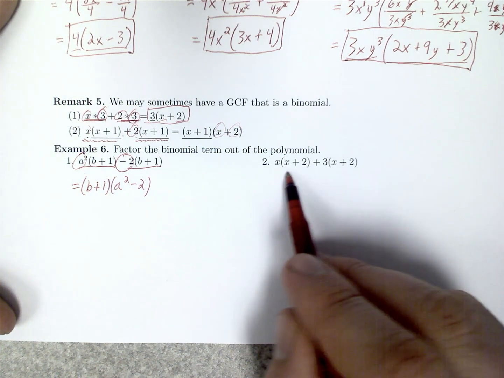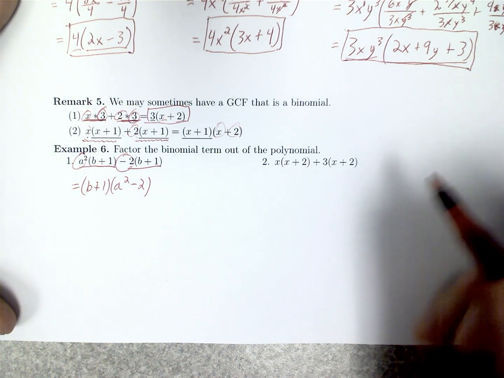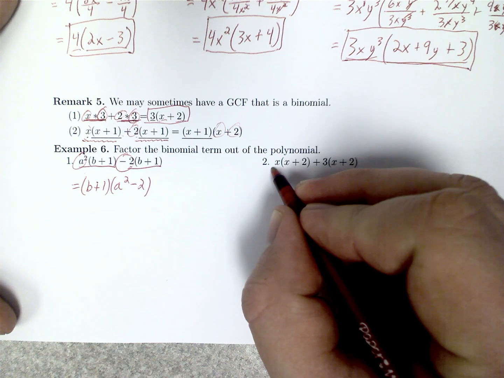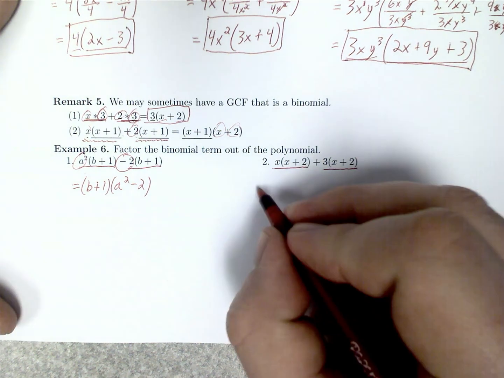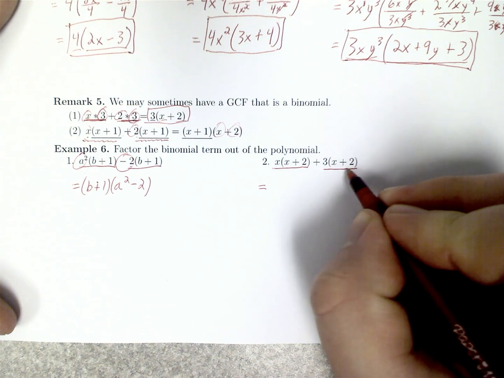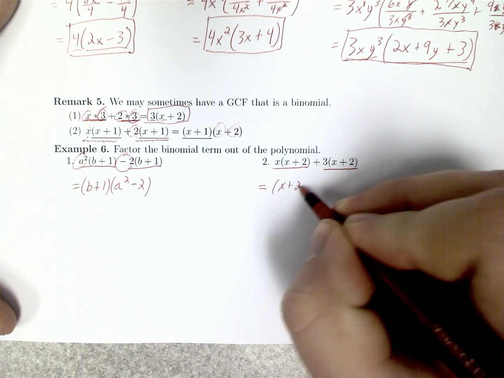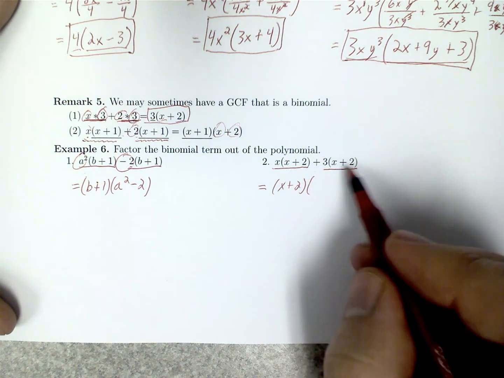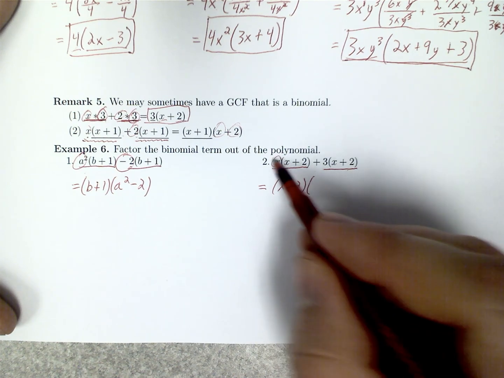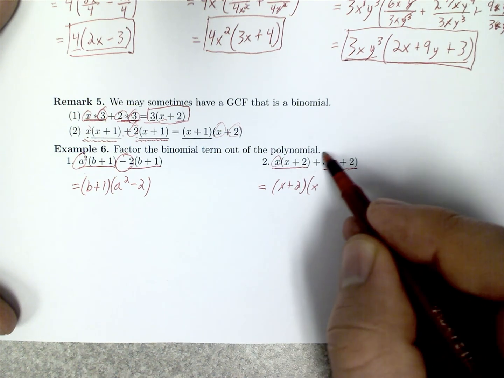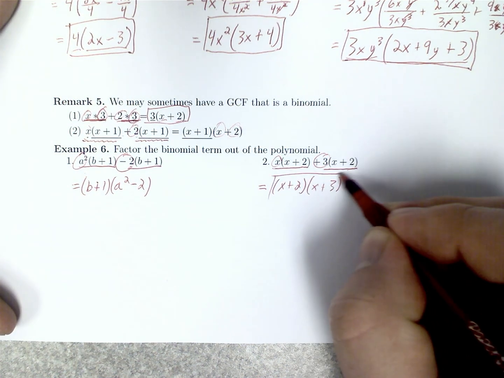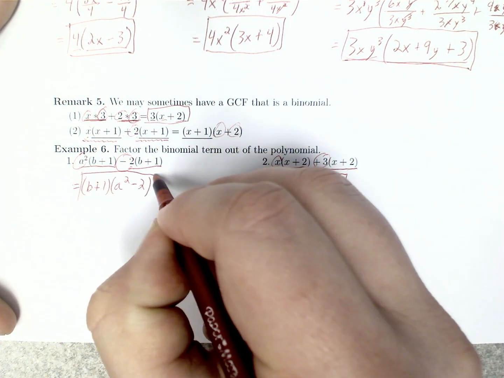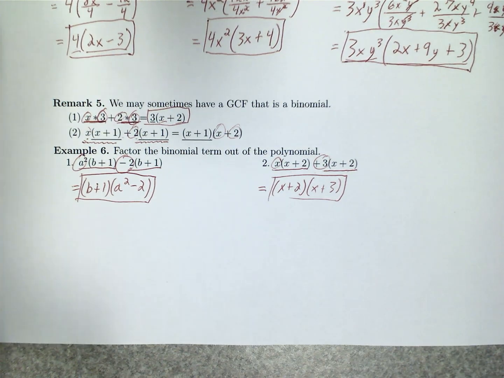So we have x times x plus 2 plus 3 times x plus 2. What are our terms? This is one big term, sort of a main term, and so is this one. What do they have in common? They have an x plus 2, so that's what we write in front. And what do they have left over after we pull out an x plus 2? You have an x and you have a plus 3. And that's all that's going on for these. This concludes this lecture.